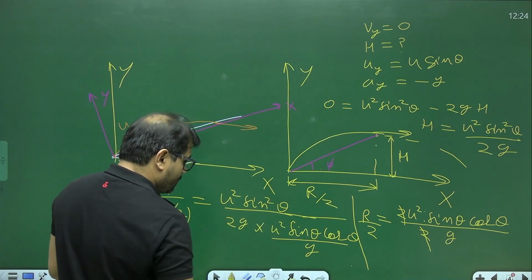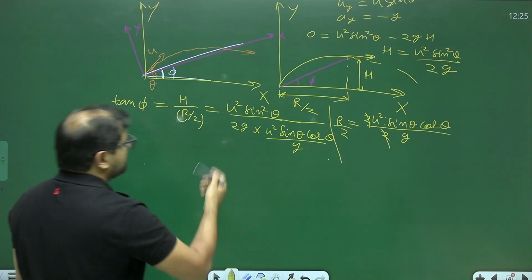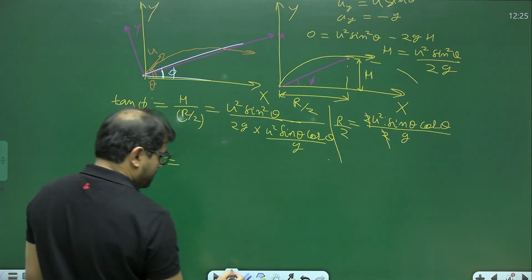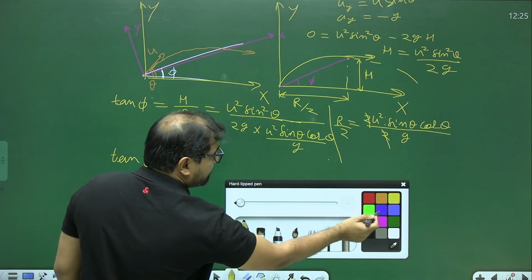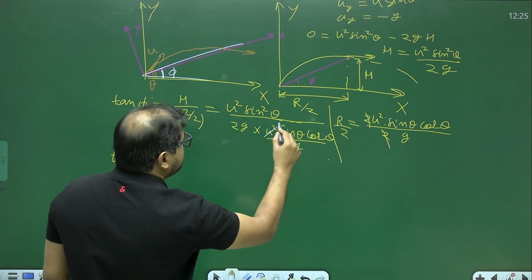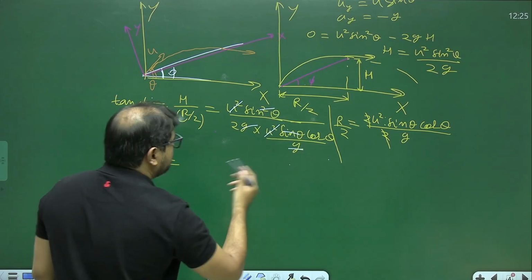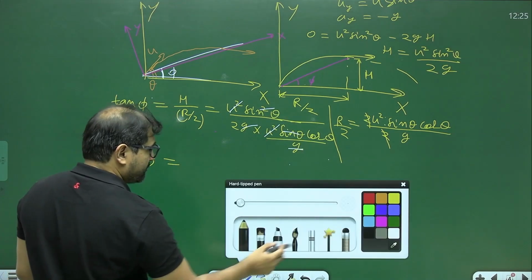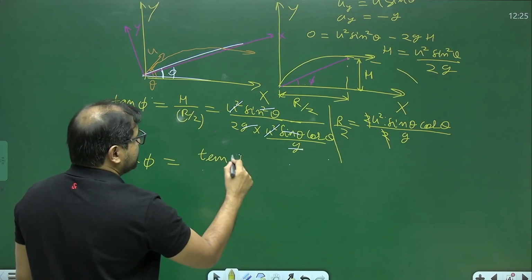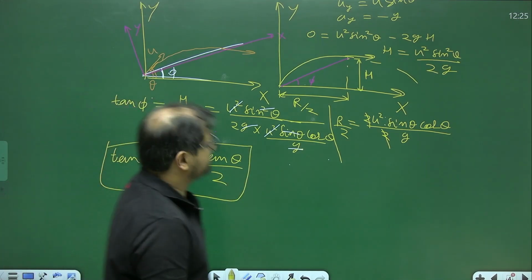So let's move it a little bit. Okay. So tan phi becomes equal to tan theta by, see.